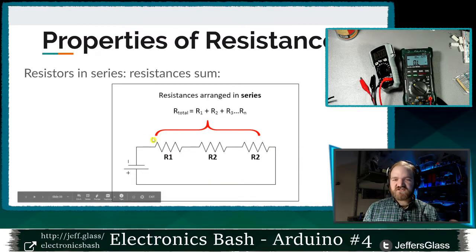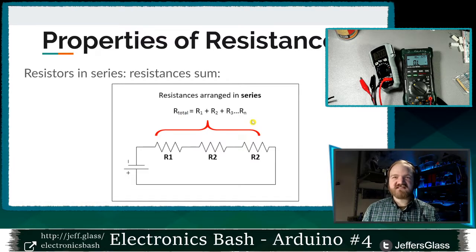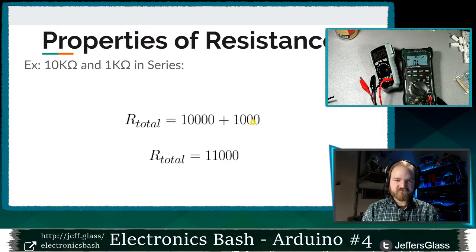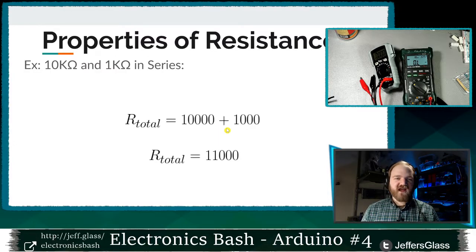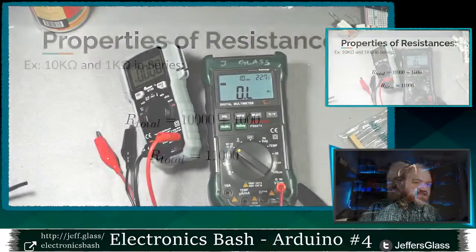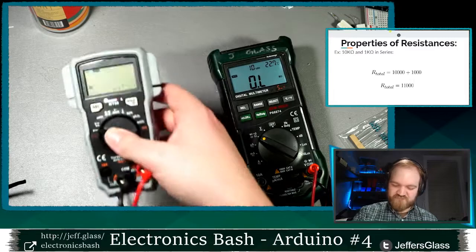And when you hook resistors together in this way, the total resistance is just the individual resistances all added up together. So for example, if I have a 1 kilo ohm and a 10 kilo ohm resistor hooked end to end, and I put a voltage across them, the total resistance is going to be 11 kilo ohms, that is 11,000 ohms. And we can do that demo in person.